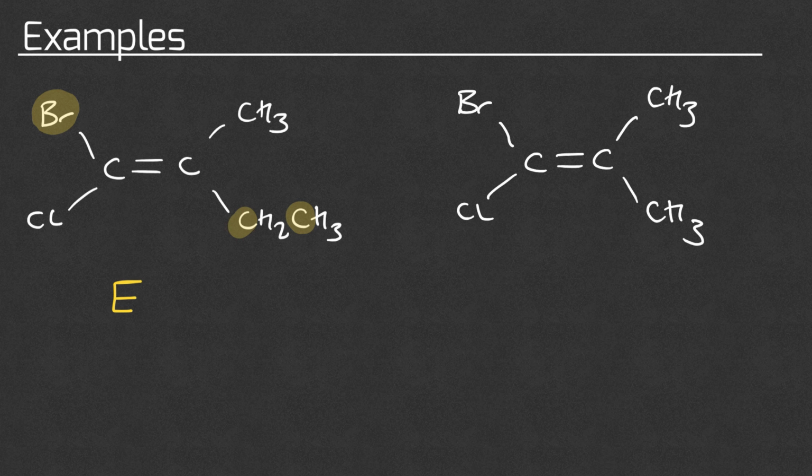Finally, for this molecule here, bromine, again, has got the highest priority on the left, and we've got 2 identical groups on the right. If we've got 2 identical groups on the right, both being CH3s, we can't assign priority. Therefore, this molecule will not show EZ isomerism.